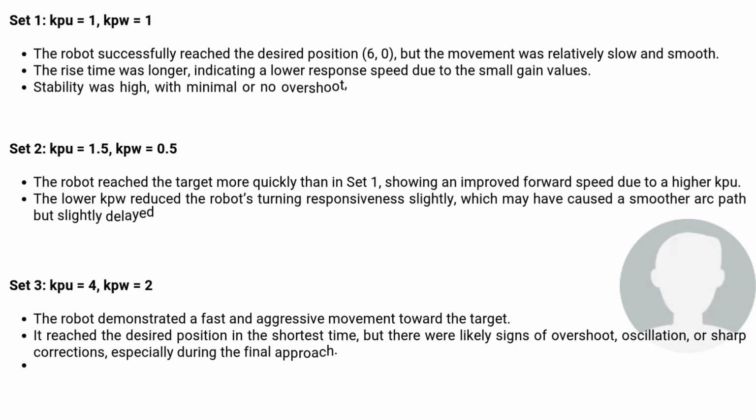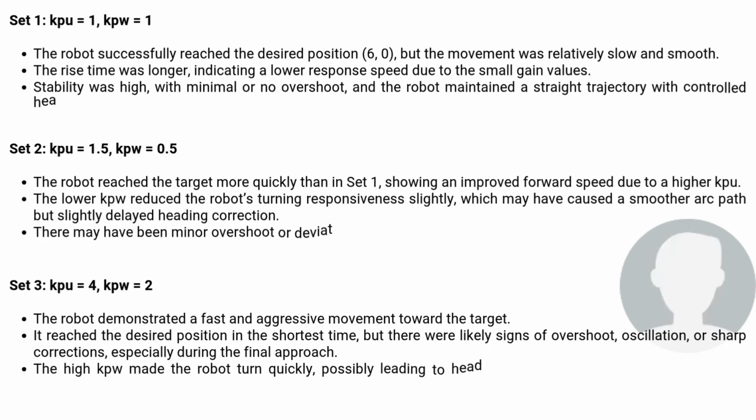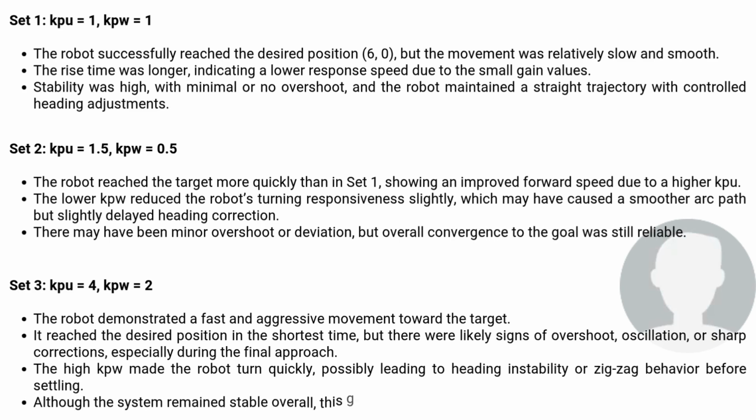For set 2, the robot reached the target more quickly than in set 1, which showed the improved forward speed due to higher KPU. The lower KPW reduced the robot's turning responsiveness slightly. And for set 3, the robot demonstrated a fast and aggressive movement.